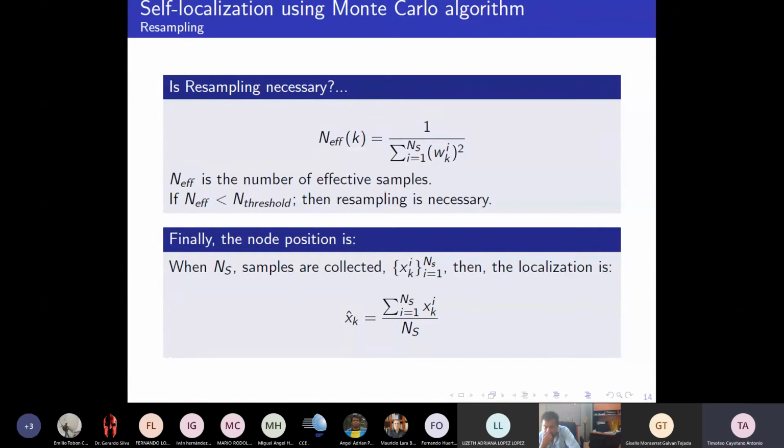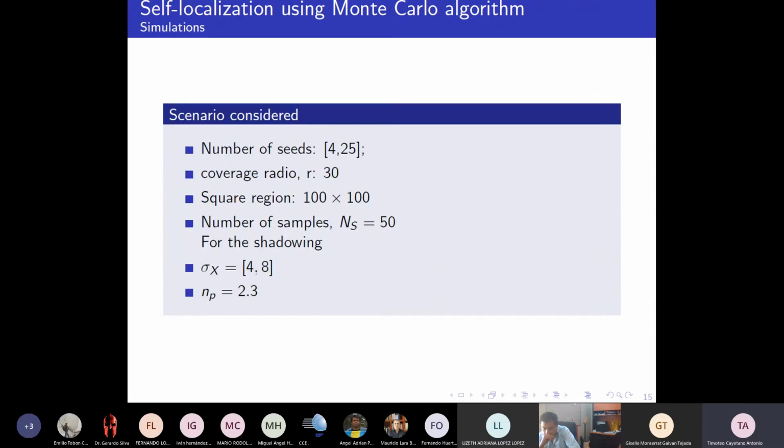This is what we have done in this paper, and this is what we are showing here. To prove our proposal, I have done some simulations, and the scenario considered is shown in this slide. The number of seeds or anchors ranges from 4 to 25. The coverage radio is supposed to be 30. The nodes are moving in a square region, and the number of samples considered to form the PDF is 50.